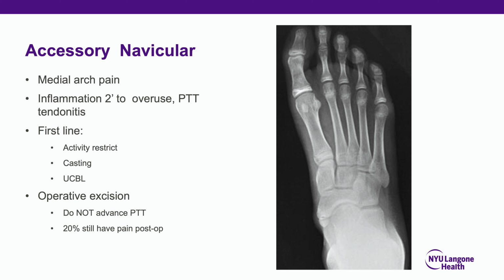Accessory navicular is a big cause of medial arch pain in the pre-adolescent and adolescent population. It's thought to be from an inflammation secondary to overuse and posterior tibial tendinitis. As a first-line treatment, activity restriction by shutting them down in a cast, and then transition to a UCBL. Operative excision is not undertaken lightly, as up to 20% of patients can still have pain postoperatively. Additionally, you do not want to advance the posterior tibial tendon, as this can lead to increased morbidity.